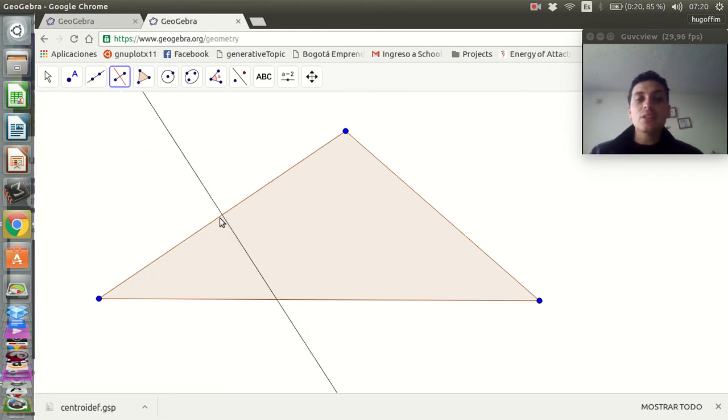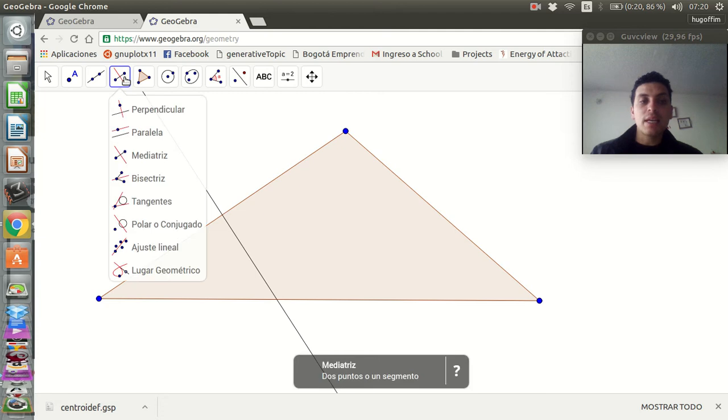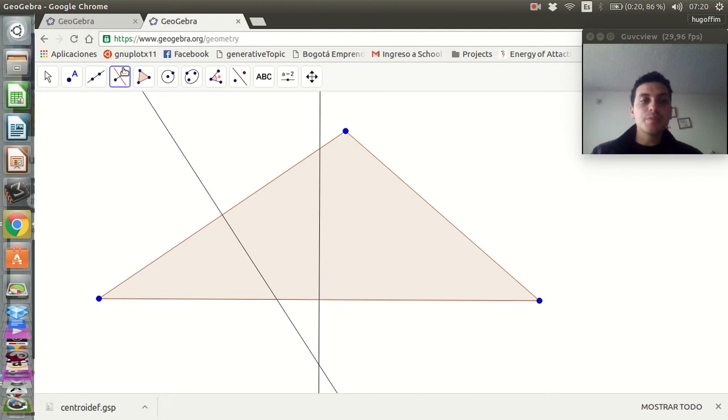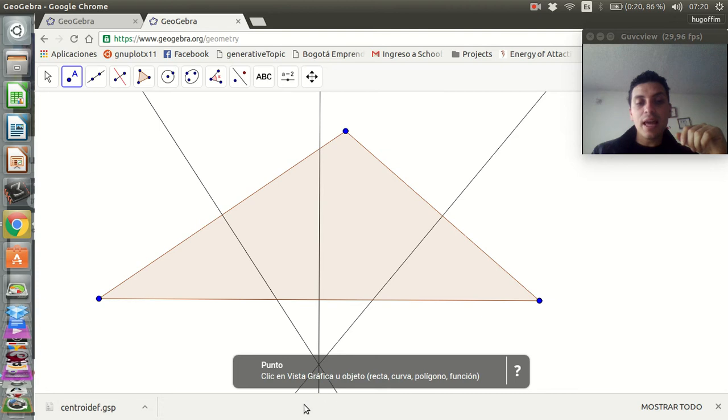The first concurrency point we're going to work off is the circumcenter, that is found using the perpendicular bisectors of a triangle. So perpendicular bisector number 1. Now we're going to take the perpendicular bisector number 2 and the perpendicular bisector number 3. Now, as you know, the perpendicular bisectors, now we're going to get the circumcenter. This is the point of concurrency of these 3 lines here.